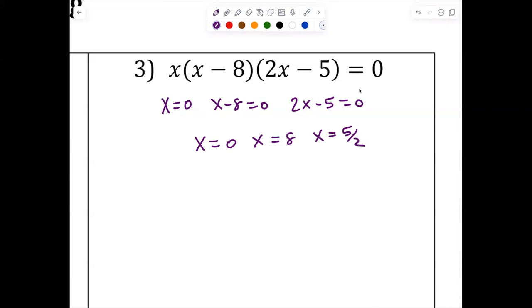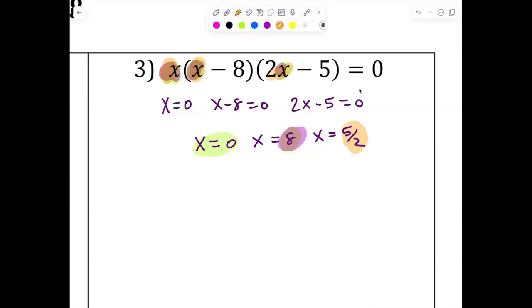Now, I want to make this perfectly clear, so please listen up. Try not to daydream. If I plugged in x equals 0 for this x, and this x, what would my answer be? 0. If I plugged in 8 for this x, and this x, what would my answer be? 0. What would happen if I were to take this 5/2 and plug it in for this x, and this x? What would I get? 0. That's exactly correct. You have 3 possible answers. In the past, we've only had what?